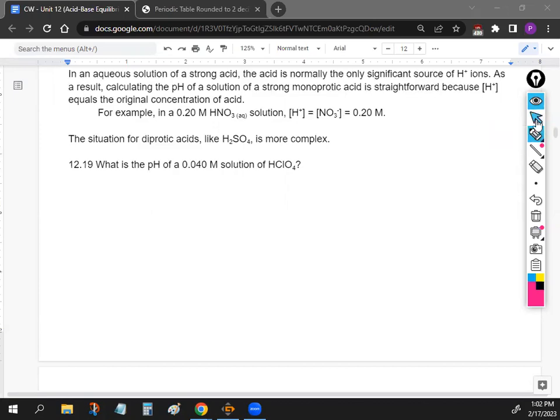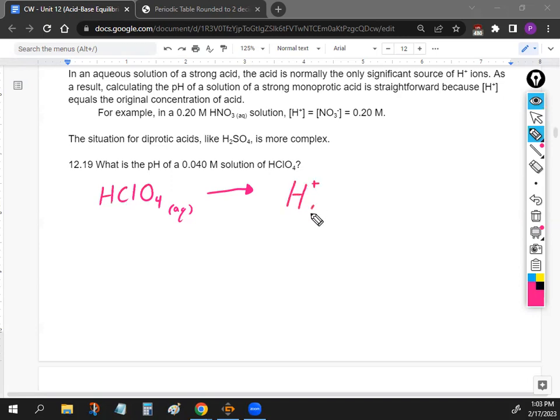So let's take a look at 12.19. We'll do this one together just so I can show you how they work. If you have HClO4 in a solution, it's going to be aqueous, and it's going to break apart completely into its ions. So what's the first ion that's going to come out of this compound? H plus, yeah. Acids release H plus, right?